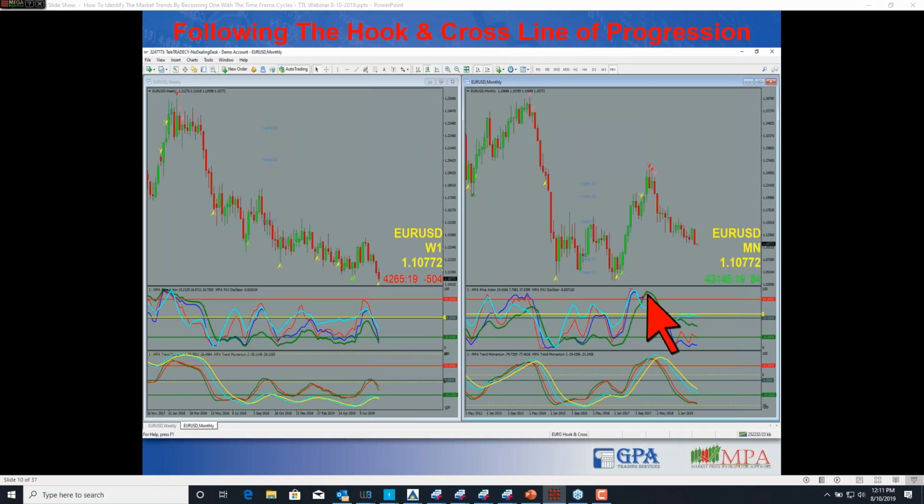Again, it doesn't hook and cross until it's ready and the trigger doesn't fire. So notice how accurately these are firing to buy and sell based on the cycle. But what did it mean?